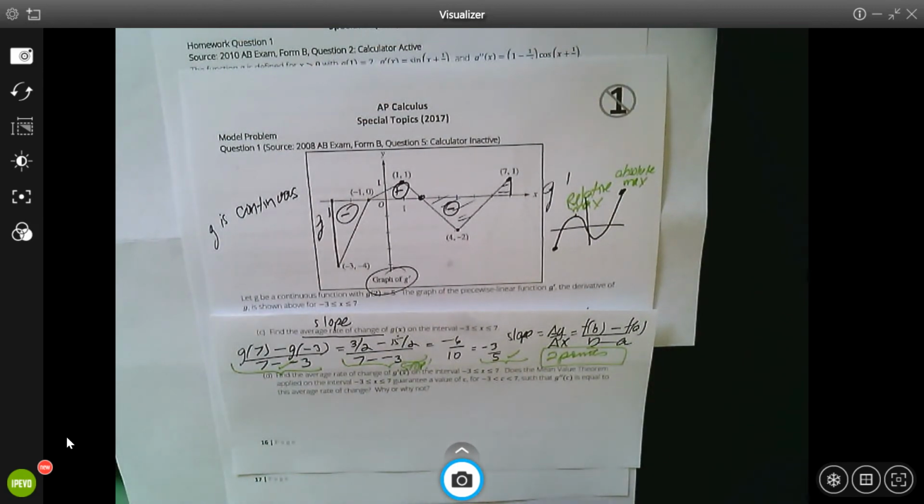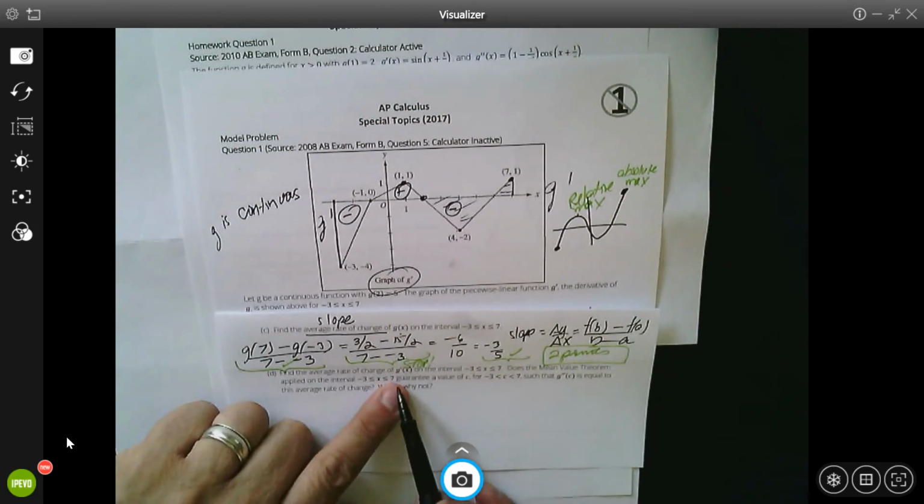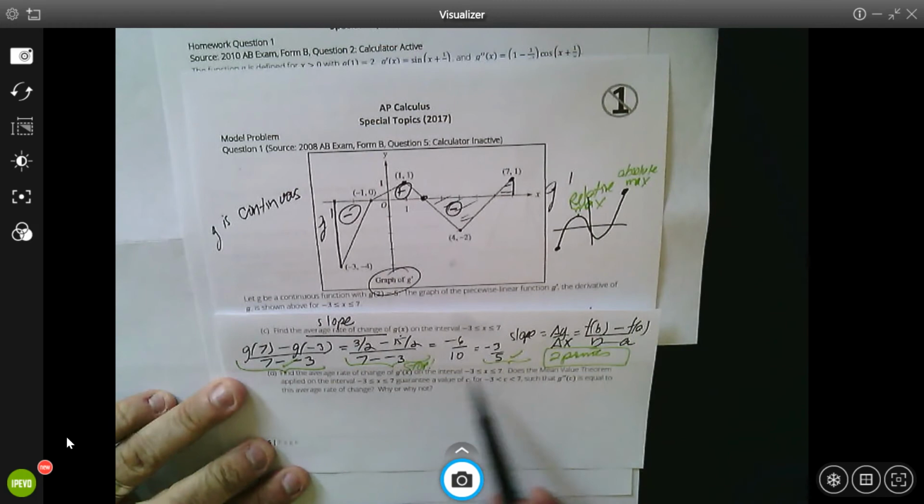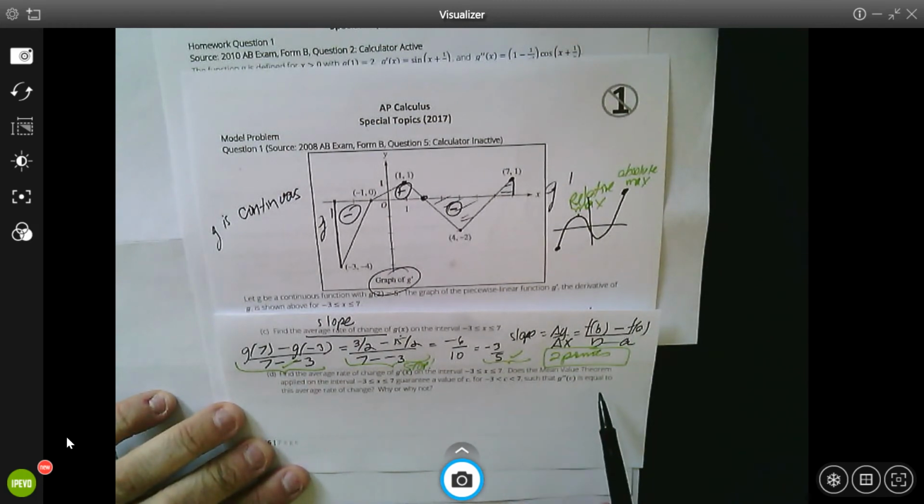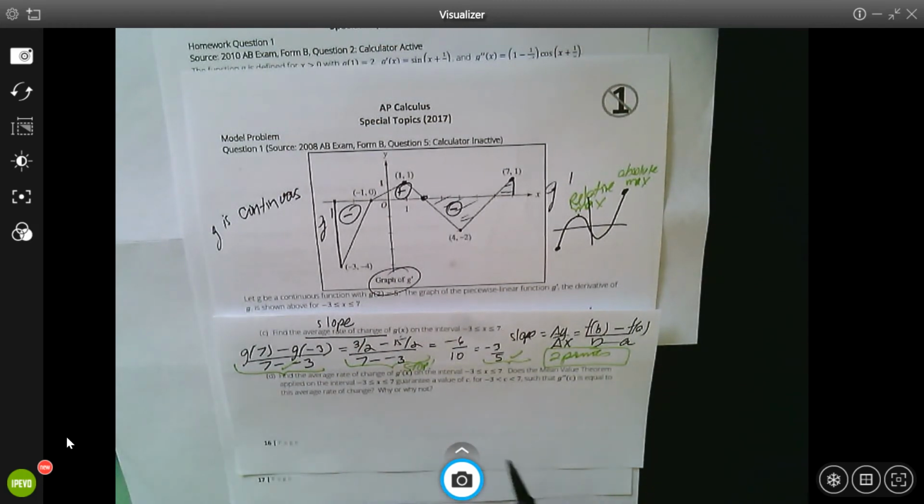All right, last one. I need to go pick up my daughter. Find the average rate of change of g prime on the interval negative 3 to 7. Does the mean value theorem apply to the interval, guaranteeing a value of c on that interval such that g double prime is equal to this average rate of change? Why or why not? Oof. This one's got a lot going on.